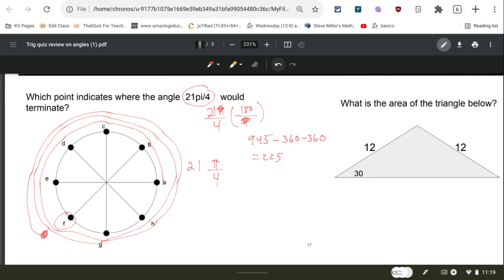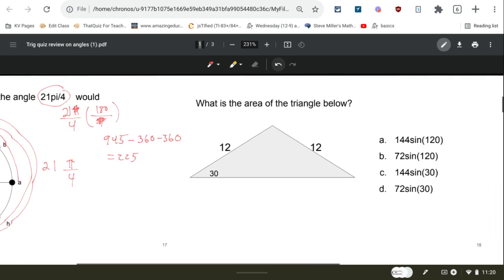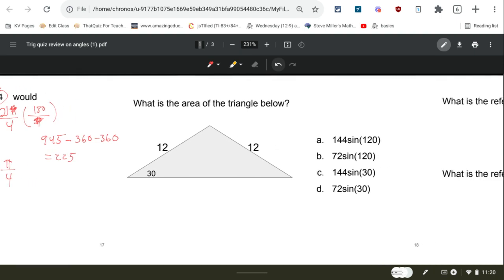There's other ways to do it, but that's good enough. What is the area of the triangle below? So we're supposed to use our sine area formula, 1/2 AB sine of angle C. But C has to be the included angle, so we're going to need this angle right here first.